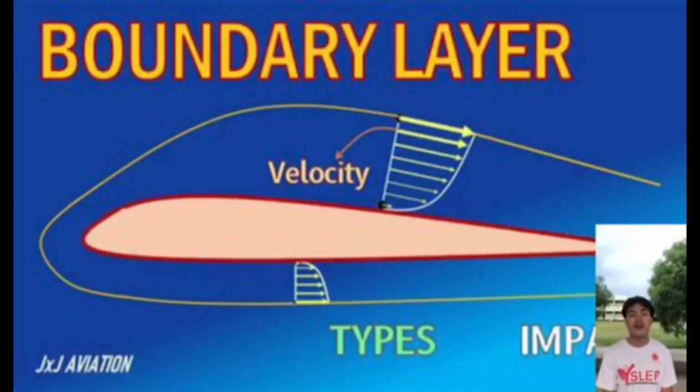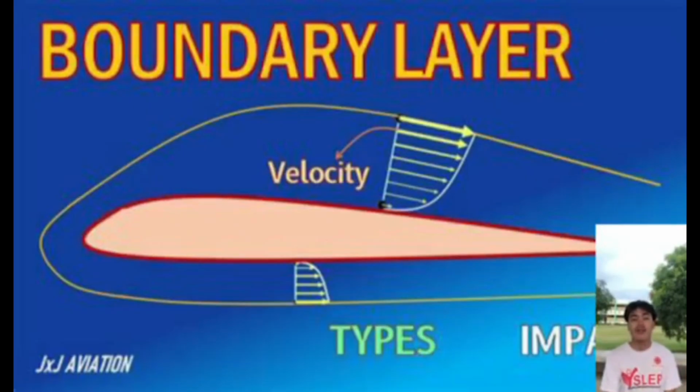The boundary layer concept describes a thin region near a solid surface where viscous forces significantly affect the fluid flow. So what are viscous forces? Viscous forces are a measure of a fluid's resistance to flow. For example, glycerine moving slowly.